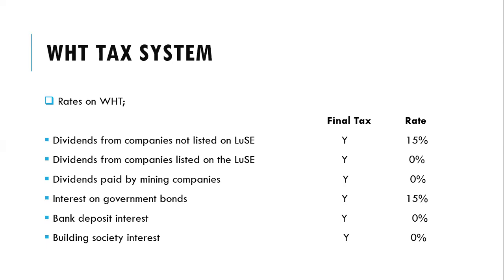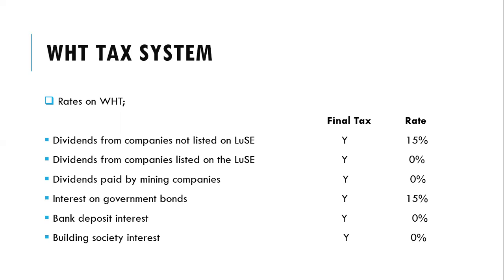For interest on government bonds, is it the final tax? Yes, and the rate is 15%. For individuals, this interest on government bonds is the final tax, at 15%. Mostly when you're calculating a company's taxation assessment, this is where they bring this a lot. But even for individuals, they also bring it. Is it the final tax? Yes, then the rate is 15%.